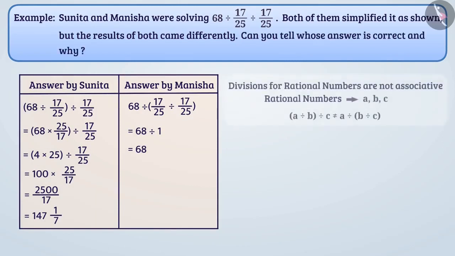And why? Division for rational numbers is not associative. That is, groups cannot be created in any way in the operation of division. Here, Manisha has formed the wrong type of group, due to which she has got the wrong answer. Rational numbers must be divided in the given order only. Sunita must be knowing this, so she has got the correct answer.